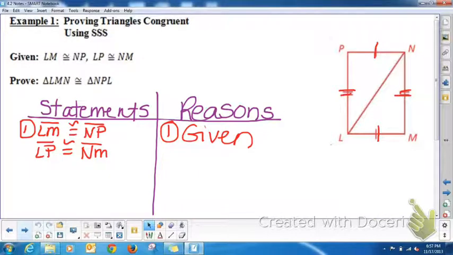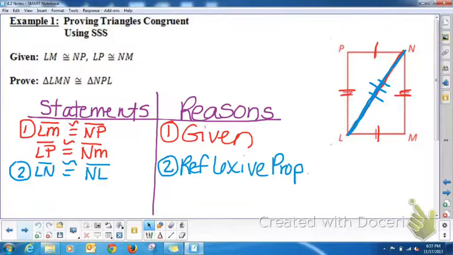Can we prove that third side is congruent? Each of these triangles contains this side, NL or LN. Is this side congruent? Using the reflexive property of congruence, we can say that NL is congruent to LN. So LN is congruent to NL.